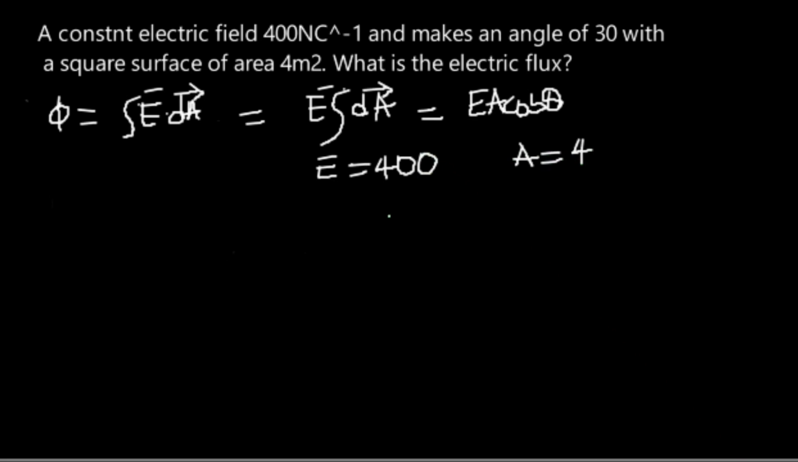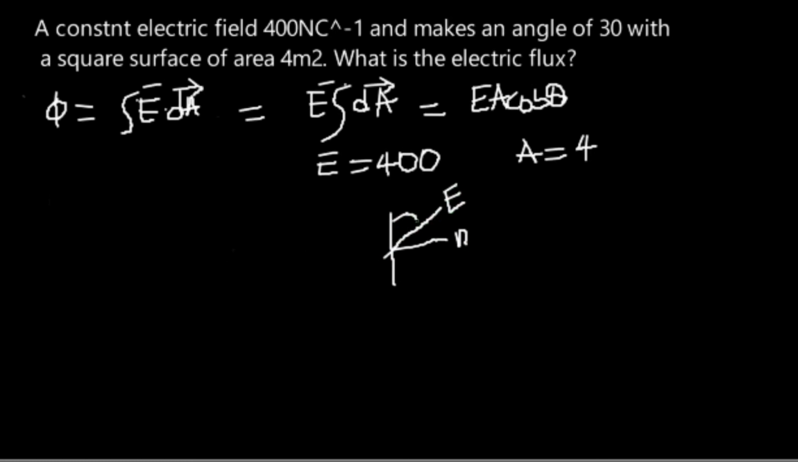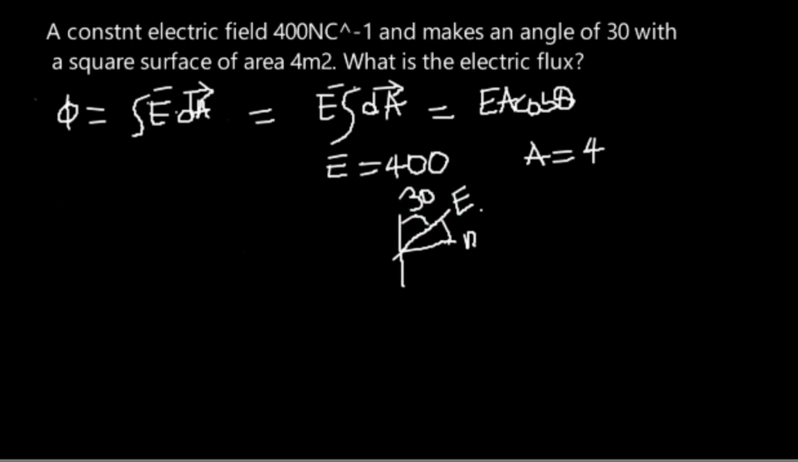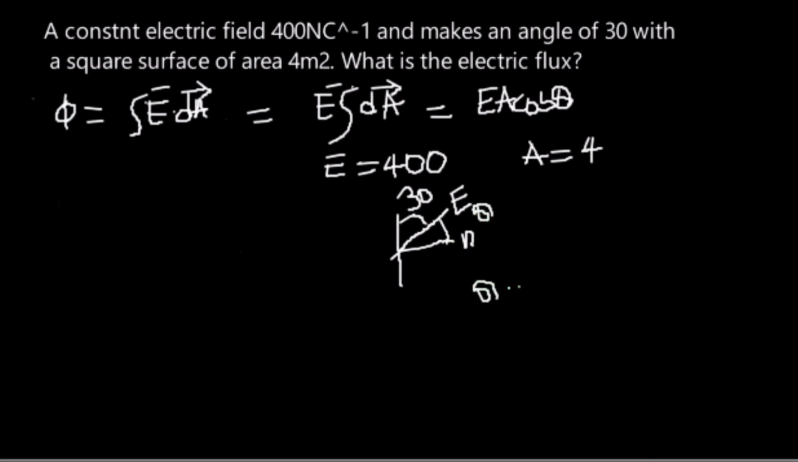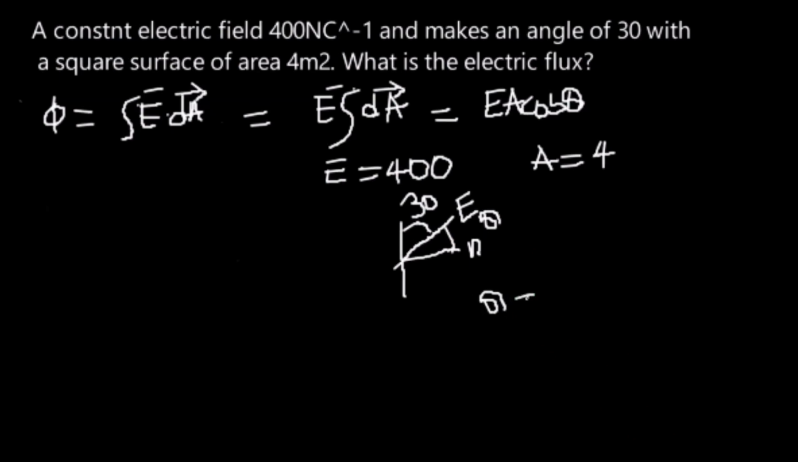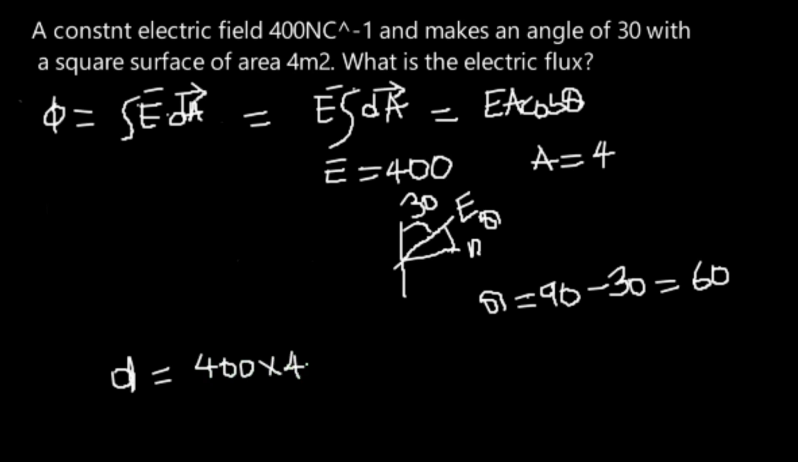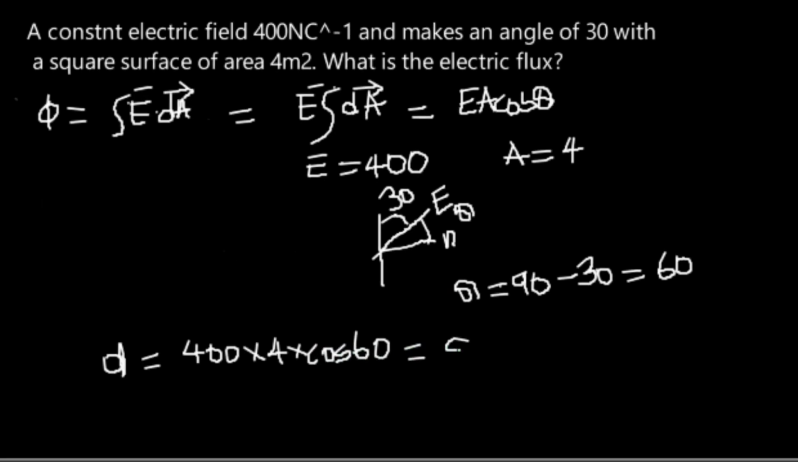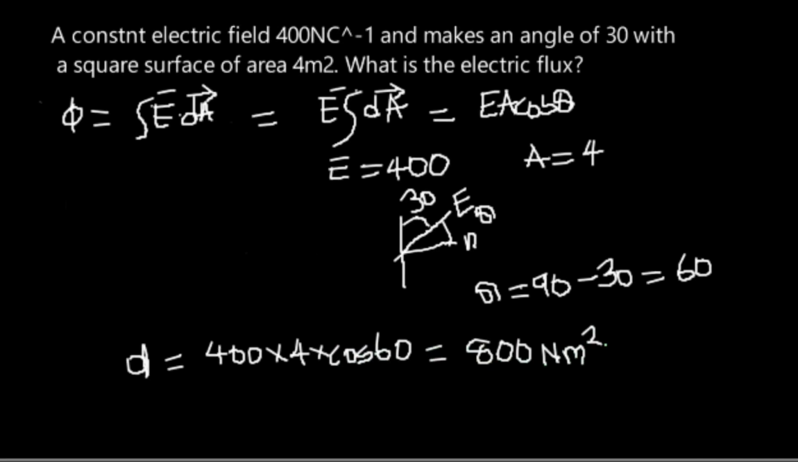So if this is the surface, then this is the field at 30 degrees to the surface. But theta is not equal to 30 degrees. We need to find theta, which is the angle the field makes with the normal. We can find it by doing 90 minus 30, which is equal to 60. Therefore, the flux is equal to 400 times 4 times cos 60, which is equal to 800 Newton meter squared per coulomb. That's the unit of electric flux.